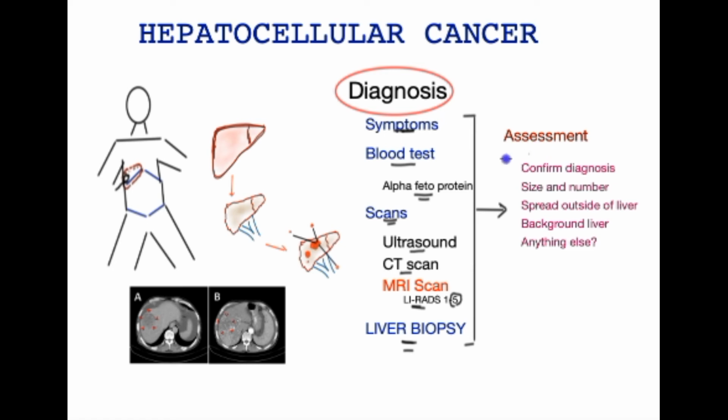The point of all of this exercise is to assess the patient and confirm the diagnosis of liver cancer, confirm the size and the number of the liver deposits, and whether or not there is spread outside of the liver, and what the background liver looks like, and what have been the complications of liver disease, and finally, if there is anything else of note on the scans. This information would determine the suitability of the patient for various treatment options, which will be discussed in the next video.